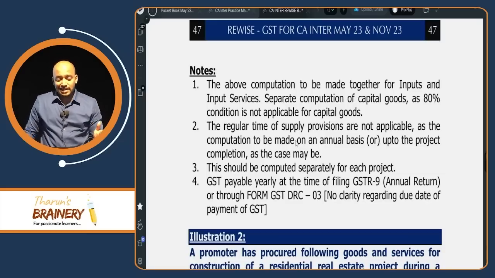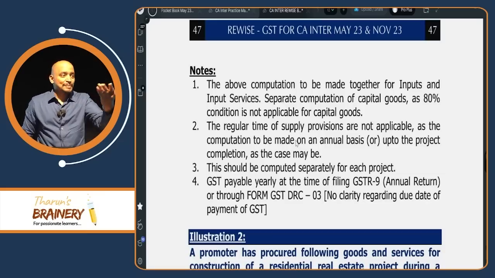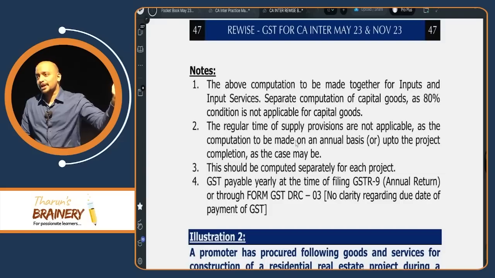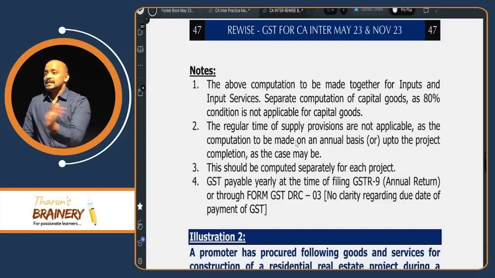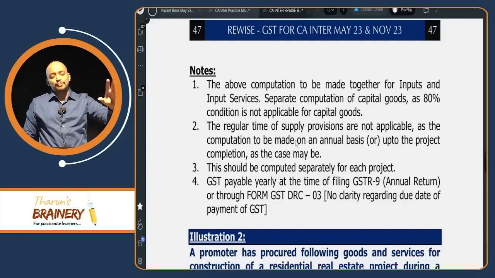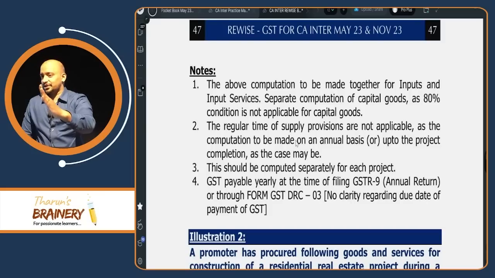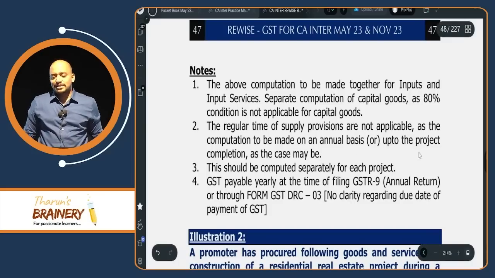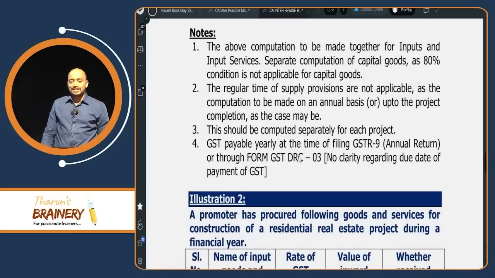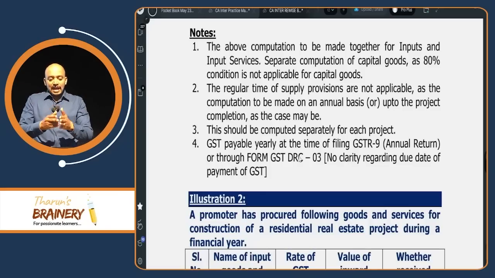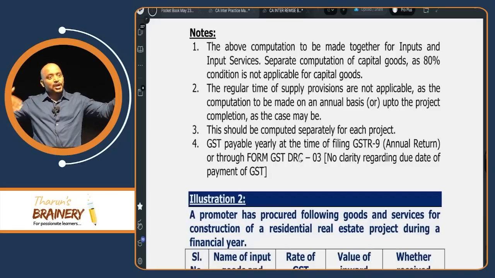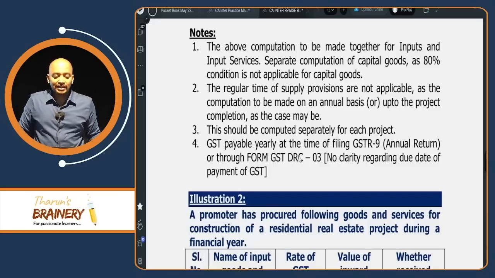So we need to pay GST on a yearly basis, meaning monthly we don't have to do this computation. This computation should be done when? Yearly. Suppose the project is completing in 8 months, then up to project completion, annual basis or up to project completion as the case may be. And this should be computed separately for each project. Meaning a particular builder may be doing 4 projects at a time, so for each project they will do this calculation separately.